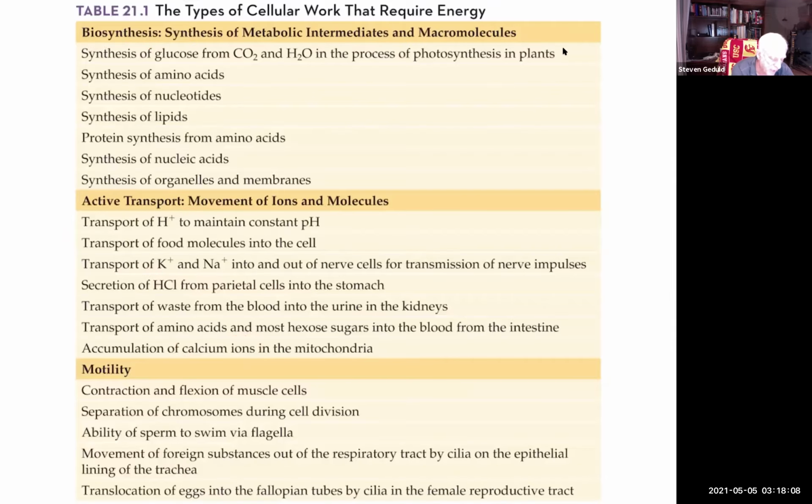Motility: contraction and flexing of muscle cells. Like I said, contracting and flexing muscles all require ATP, require energy. Separating chromosomes during cell division, the ability of sperm to swim through their flagella. Movement of foreign substances out of the respiratory tract by the cilia that beat in one direction so everything comes up when you breathe pathogens into your lungs. Translocation of eggs in the fallopian tubes, so females can get pregnant. All these things require energy in the form of ATP.